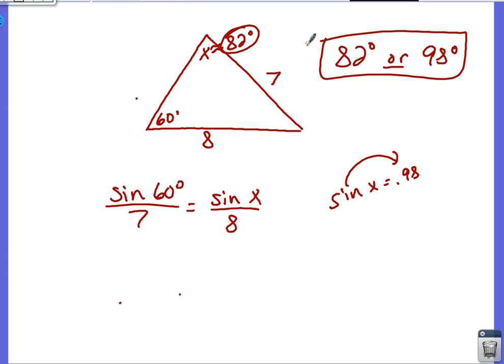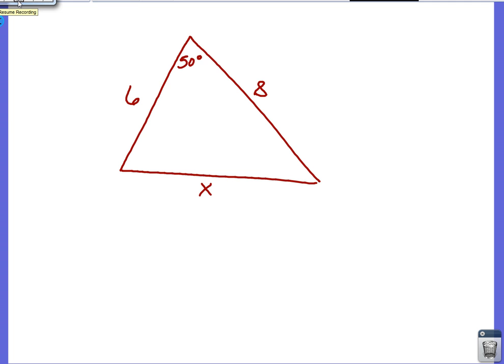Okay. Here's my test, though, to figure out which one you're going to use, sines or cosines. Try sines first. Always try sines first. Sines is a whole lot easier to use. That'd be the sine of 50 over x equals, that's the only angle I have.